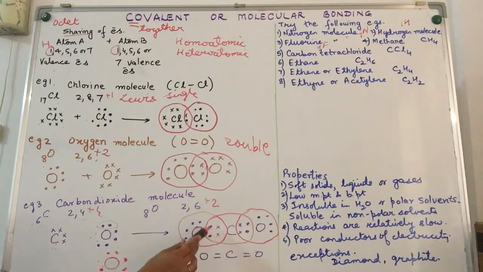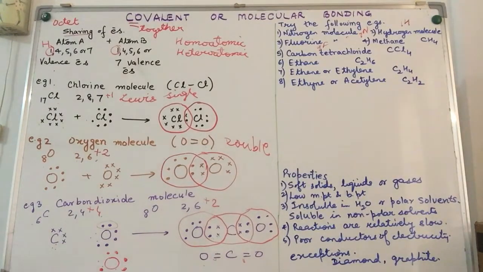Carbon sharing 2 pairs of electrons with oxygen. Carbon again sharing 4 electrons, or 2 pairs, with oxygen. So we have C double bond O, C double bond O. That means it's a double covalent bond between carbon and each of the oxygen atoms.